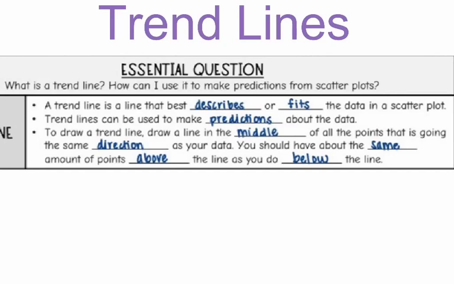Lastly, to draw a trend line, which we'll need to do, draw a line in the middle of all of the points that is going the same direction as your data. You should have about the same amount of points above the line as you do below the line. So basically, we're going to draw a line in our data that's right in the middle that splits it in half, so to speak.